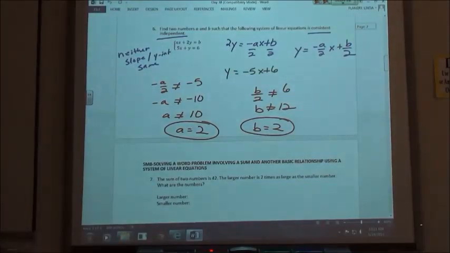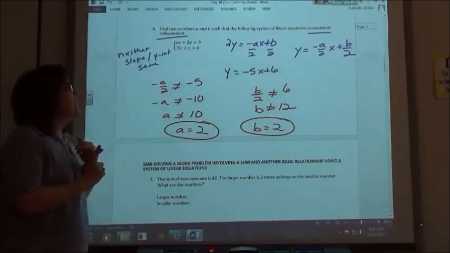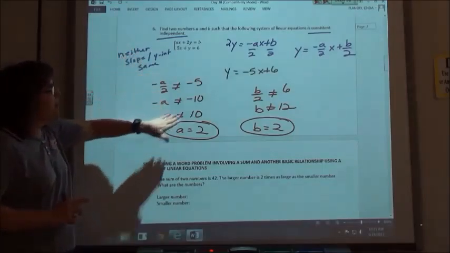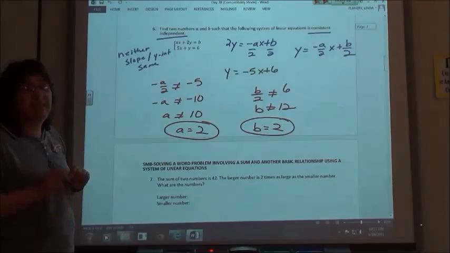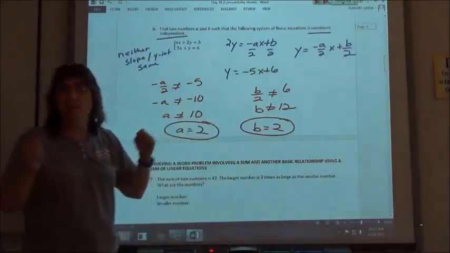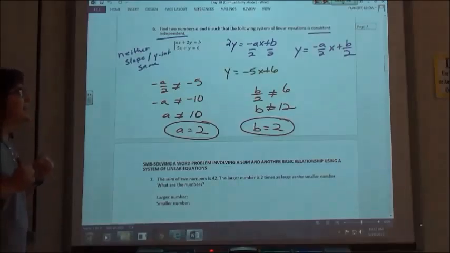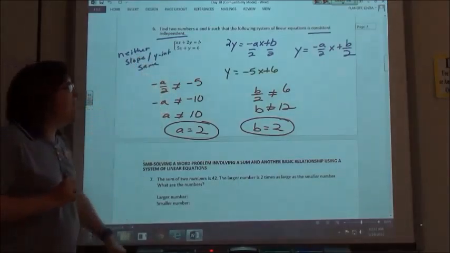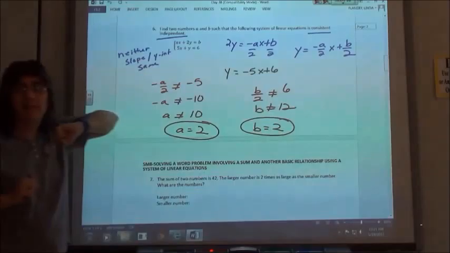So those are the 3 ways you're going to see that. Consistent independent, both of them have to be different. Consistent dependent, they both have to be the same, so whatever I got for my answers would be my answers. And inconsistent, the slope is the same, but the y-intercept has to be something different.